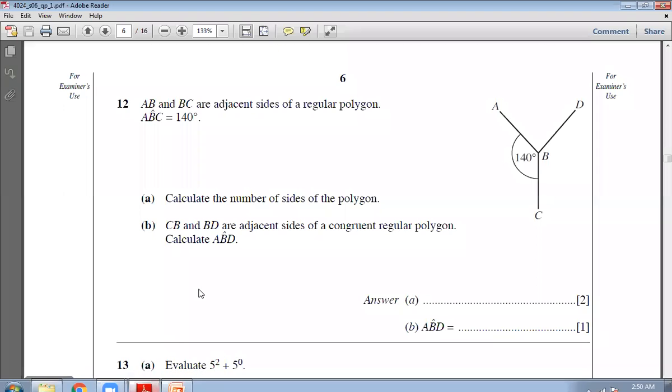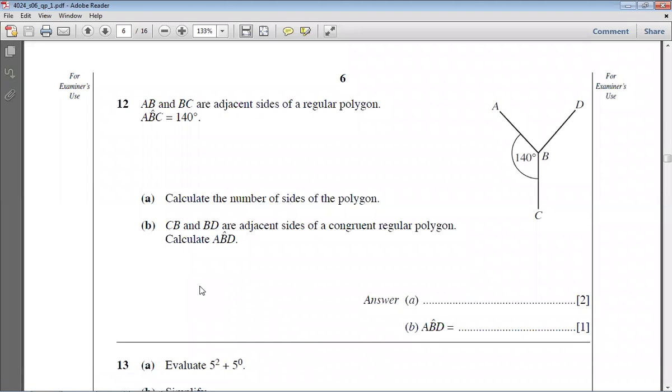Okay, so the next part, it says CB and BD are adjacent sides of a congruent regular polygon. Congruent regular polygon, what does this mean? It means this polygon and this polygon, they are the same. So if this angle is 140, this angle is also 140, and they want you to find out the ABD angle. They want you to find out this angle.